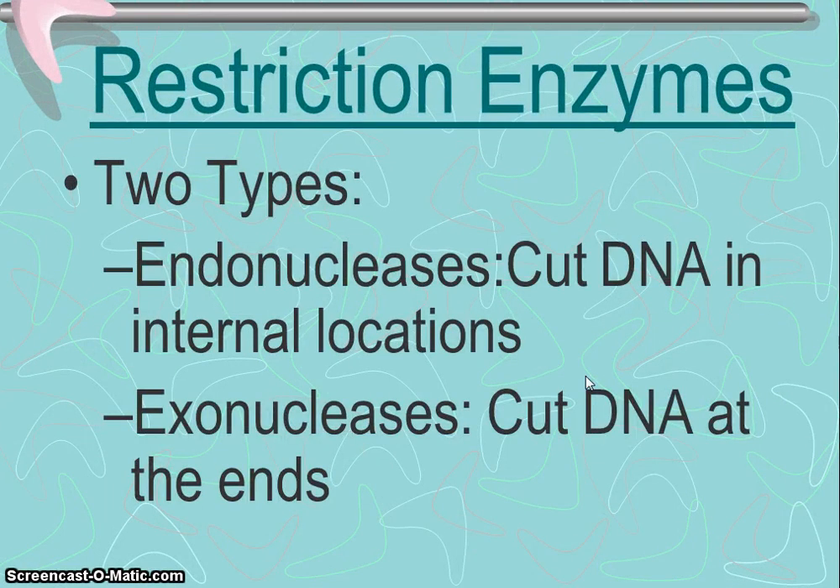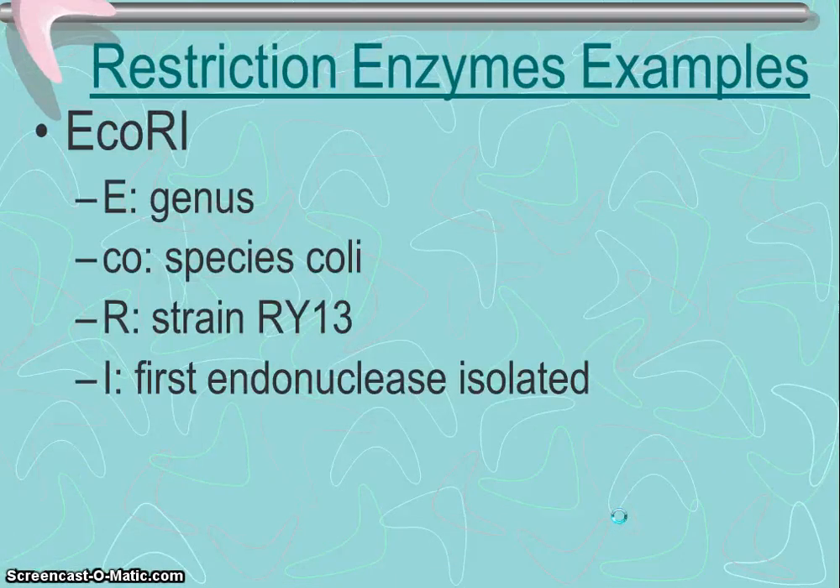Okay. There are two main types of restriction enzymes. We have endonucleases, which cut DNA internally. So think of internal. And then we have exonucleases that cut them at the ends or the exit sides. And they are named quite crazy.